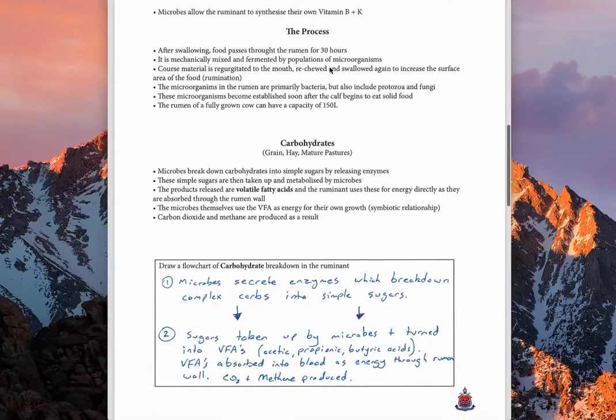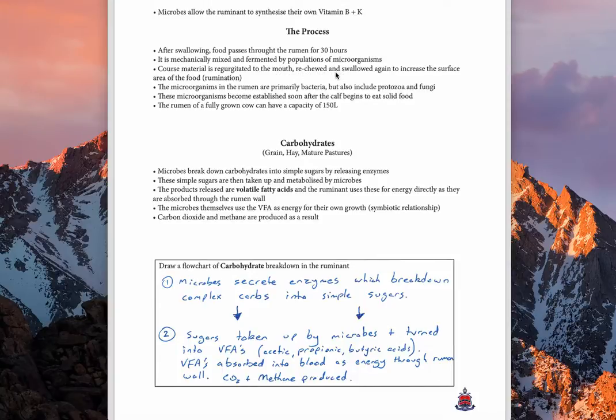So what happens with the process of rumination and the microbes? Food is in the rumen for about 30 hours, which is quite a long time. It's mechanically mixed and fermented. Fermentation is what's occurring here. The microbes are fermenting the food that they get. So this is an important word here, fermentation. The coarse material is regurgitated to the mouth. This is what I said before about chewing of the cud.